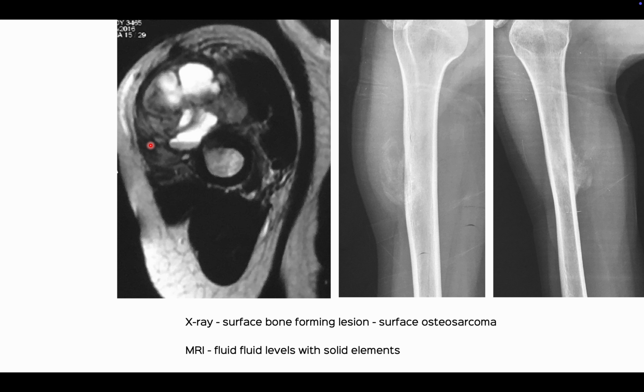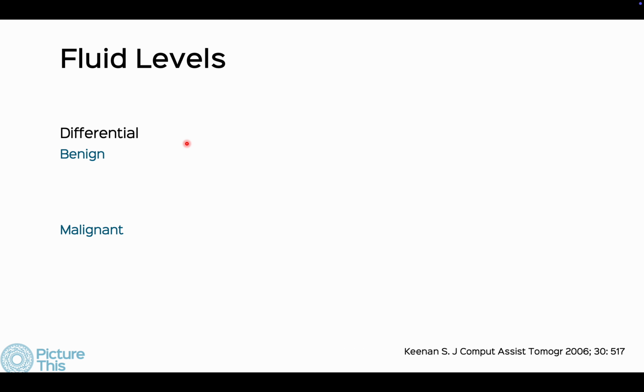And sometimes you can get them as surface lesions as well. And you can see a surface bone-forming lesion here. And remember, last time I talked about a periosteal osteosarcoma, and this is pretty much that. And you can see solid components and fluid levels. And this is a surface osteosarcoma.